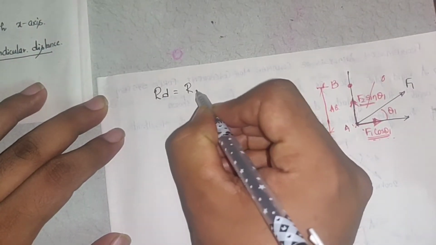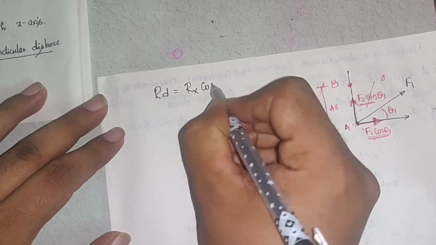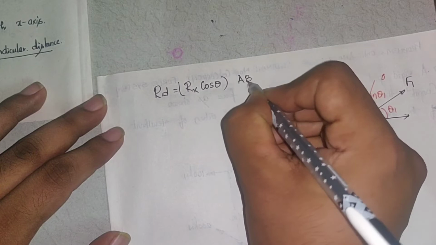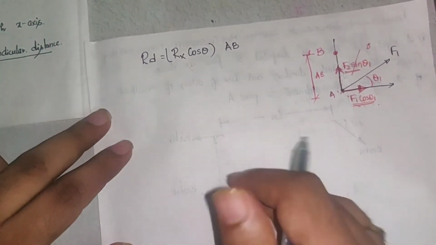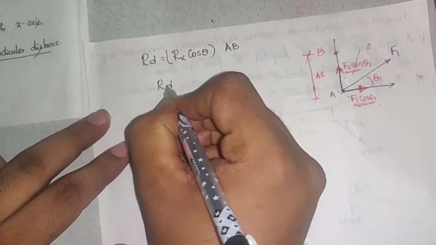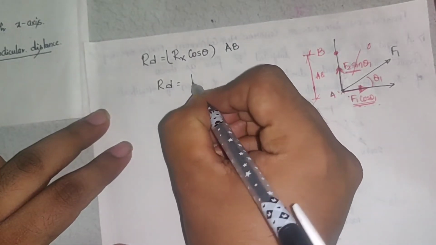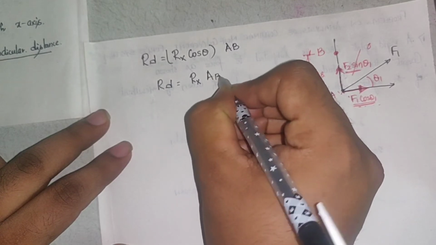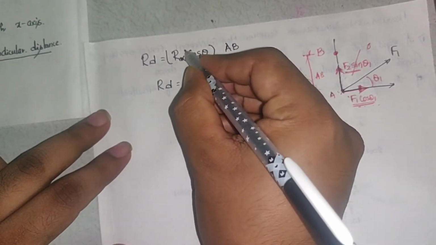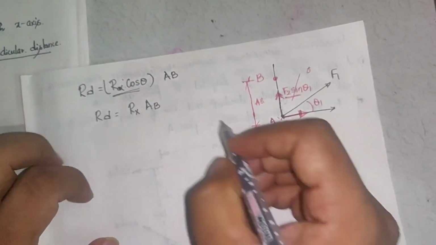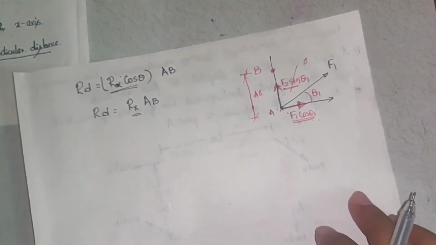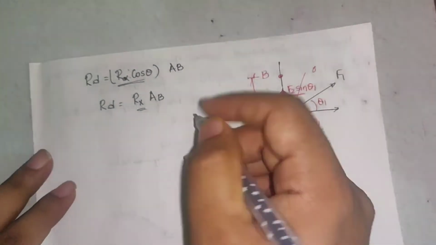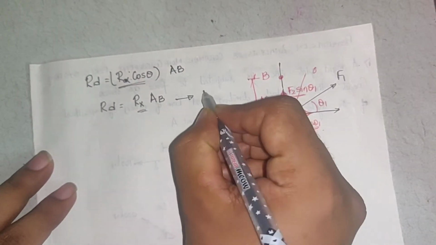Similarly, Rx, R cos theta, is the force, and the perpendicular distance is AB. Then I can write R into D as equal to Rx into AB, where I name R cos theta as Rx. So this is Rx AB, and I'll mark that as equation 1.